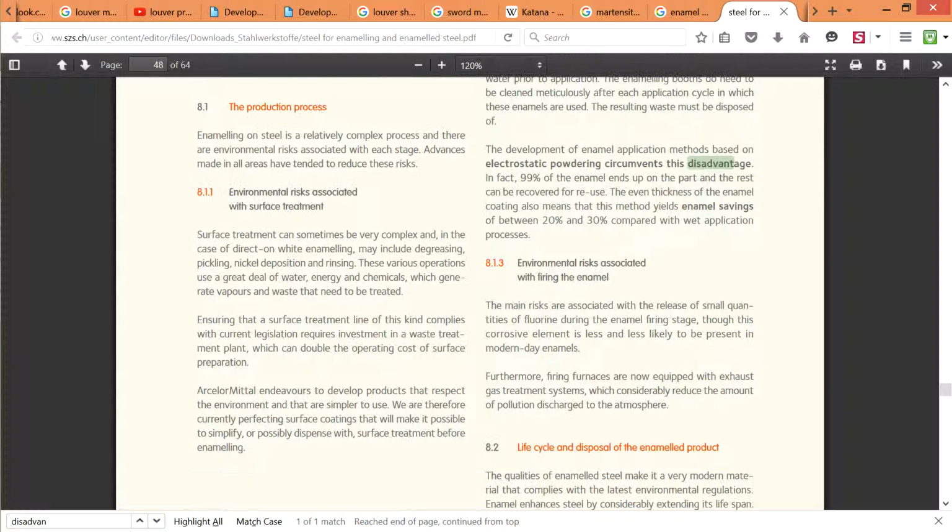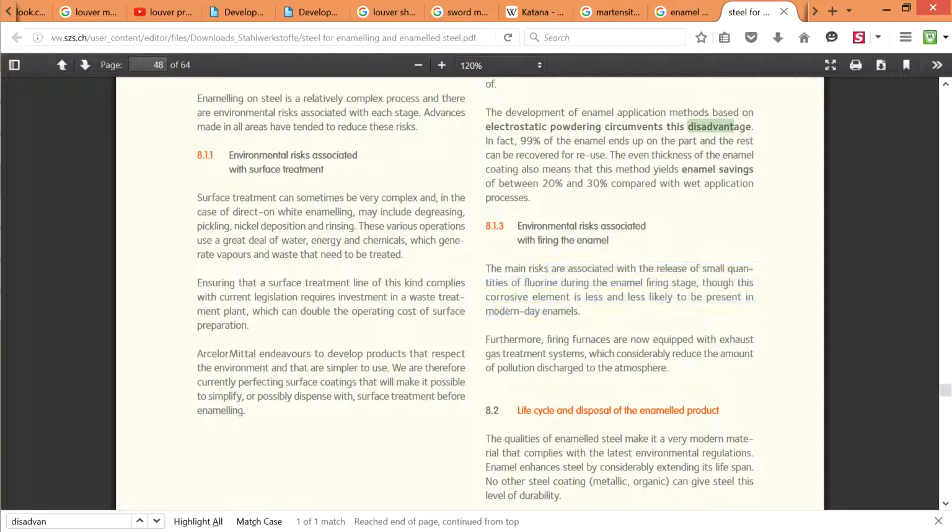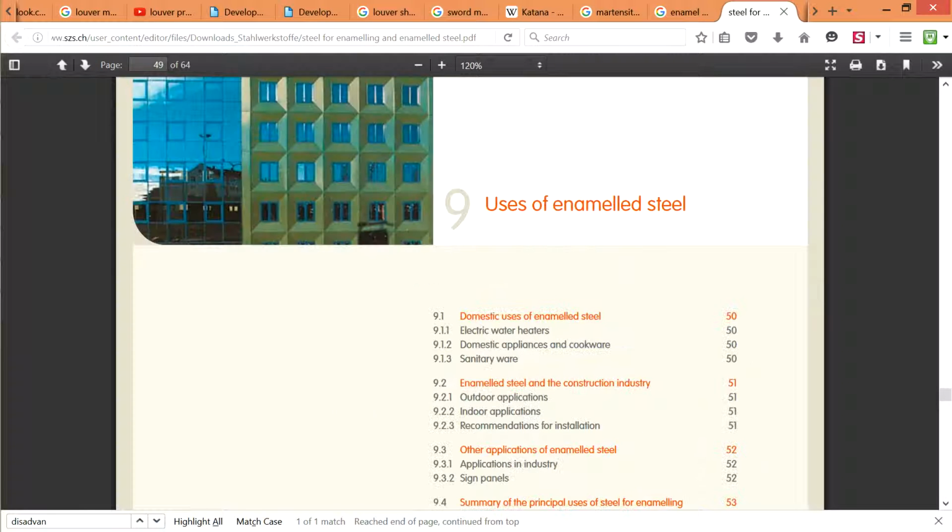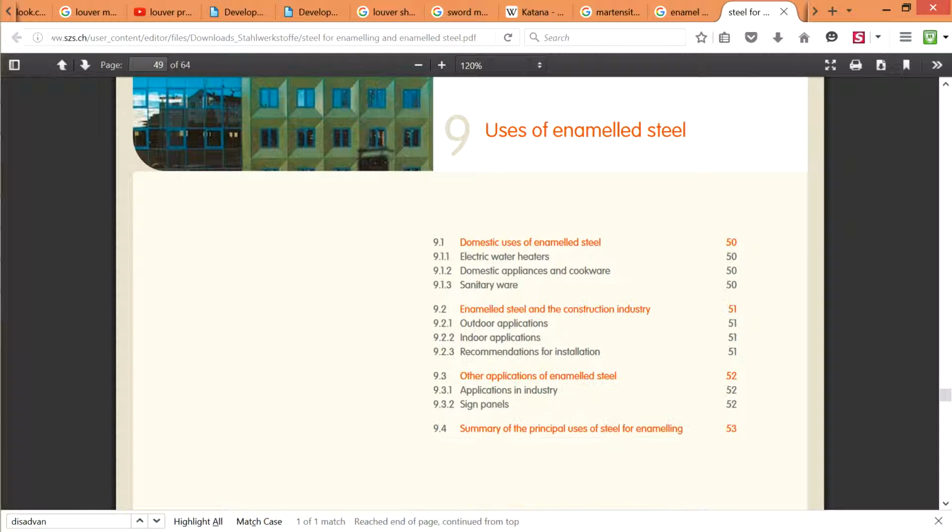Alright, and there is a certain release of a small quantity of fluorine during the enamel firing stage. Alright, but in modern days they say it's not a problem anymore. Firing furnaces are now equipped with exhaust gas treatment to prevent the fluorine from occurring and to prevent discharge into the atmosphere. Therefore, if you want to know more, I would highly suggest you download this page. It's a really good PDF to understand enamel steel, where you can apply it for anything.